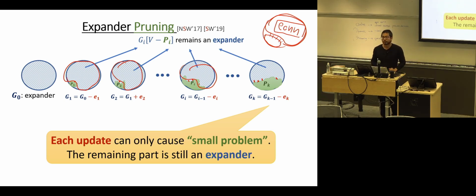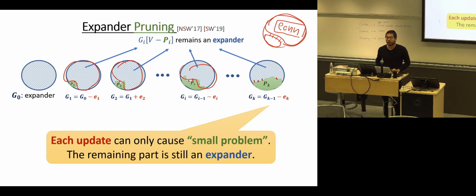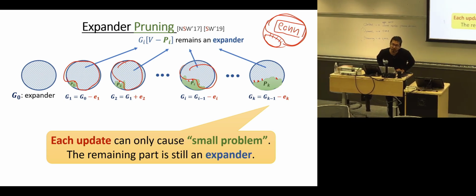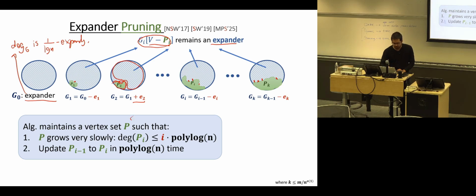Are we removing vertices each time? Are the e_i vertices or edges? Oh, sorry. This is an edge update. But the set P is a set of vertices. So we can add or remove edges. Yeah.